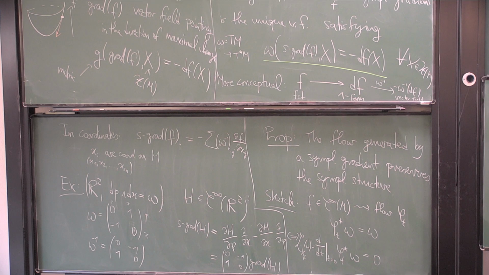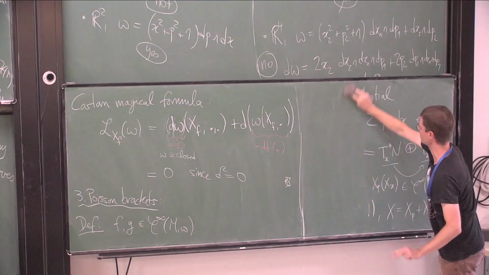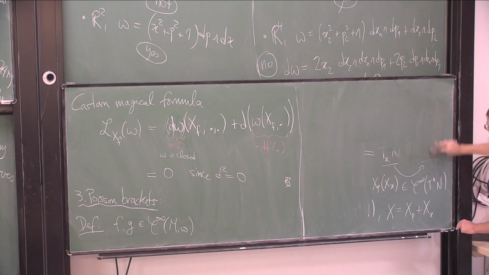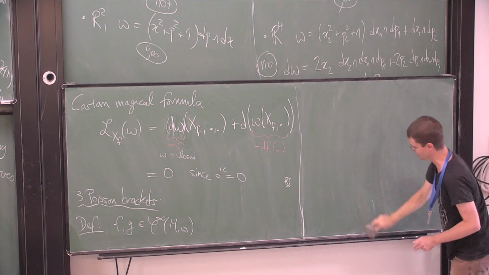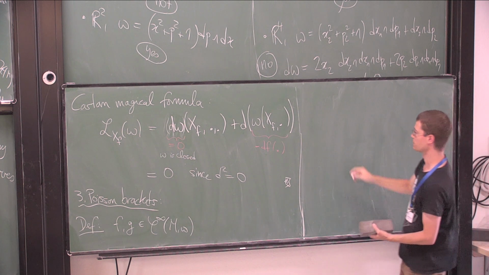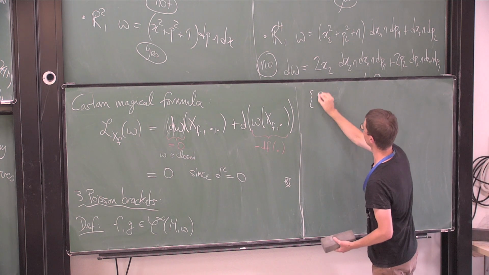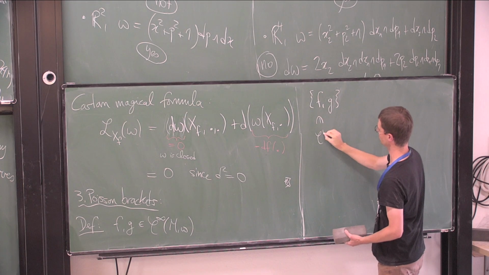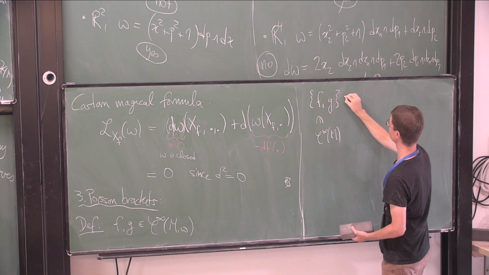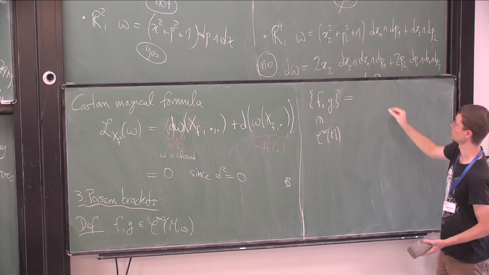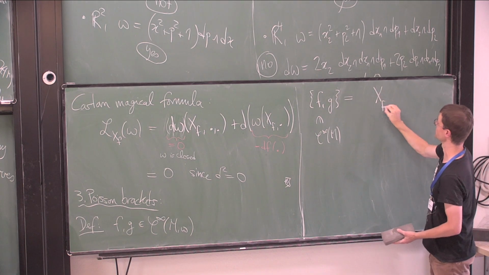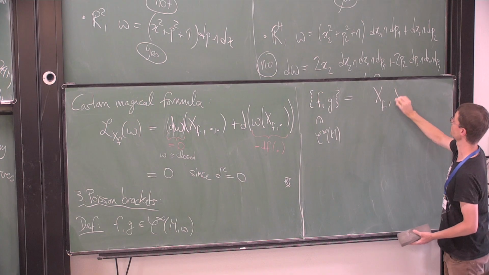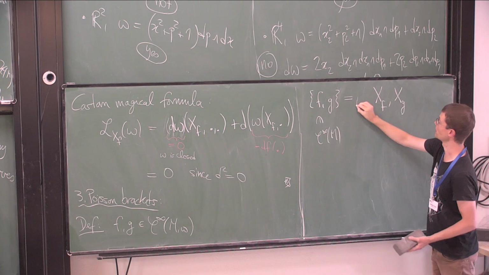I think usually in physics classes the definition is just given in coordinates, but it's really nice to see this definition, this kind of symbol, which will be a new function. It's again a function. And how is it defined? Well, you take the symplectic gradient of f, take the symplectic gradient of g, and you apply omega to it.